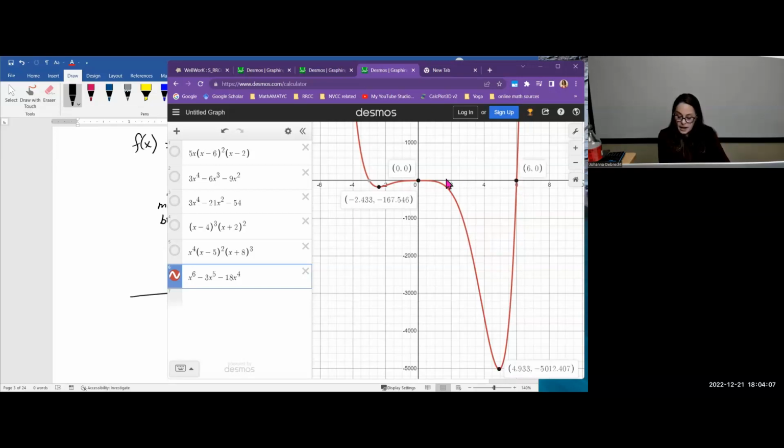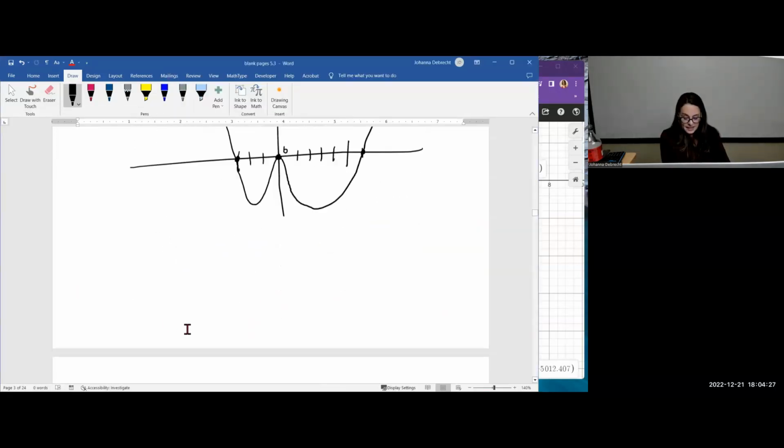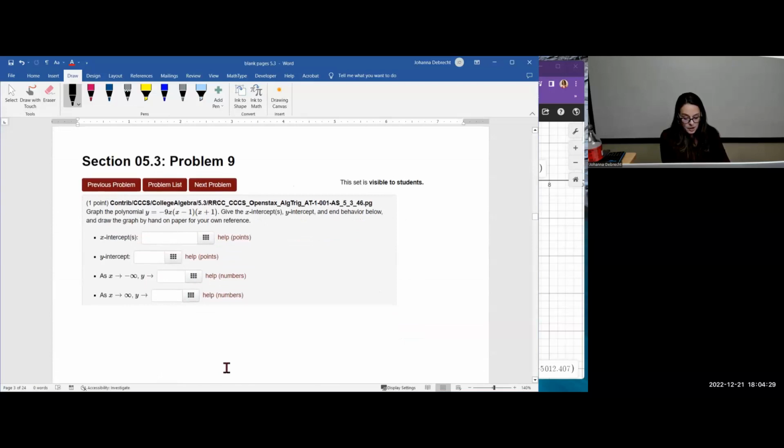So you can see the x-intercept at (6, 0), the bounce x-intercept at (0, 0), and the crossing x-intercept at (-3, 0). And you can tell that it turns 1, 2, 3 times. So it did not turn 5 times, it only turned 3 times, but that is one of our options. Let's take a look now at the next problem.